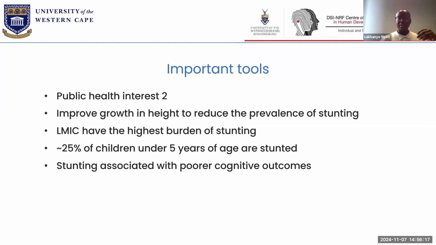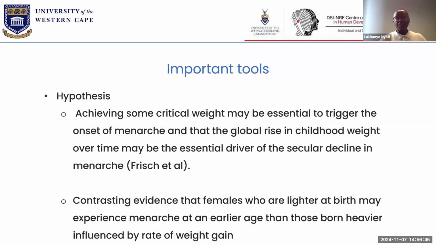In South Africa, it's still high at around 25%. And in a 30-year period, it has really not moved much. It moved from around 30% to around 25%. So there was only about a 5% decrease in the prevalence of stunting. And stunting is associated also with poorer health outcomes, such as poorer cognitive outcomes. All right.